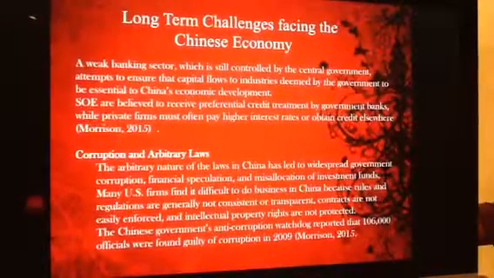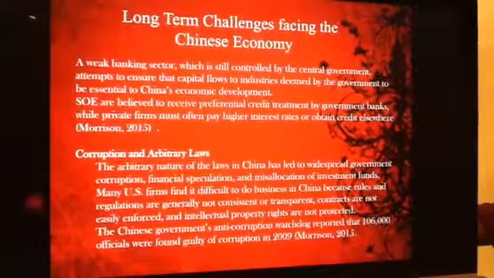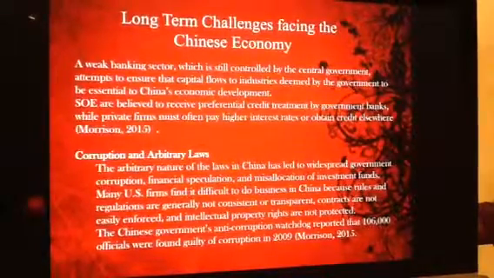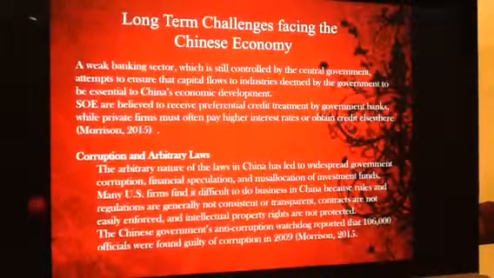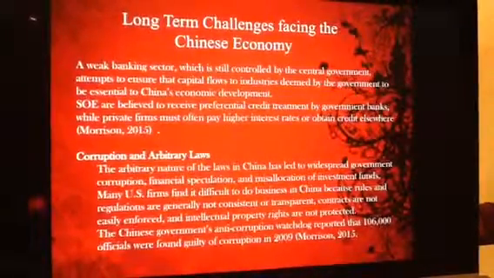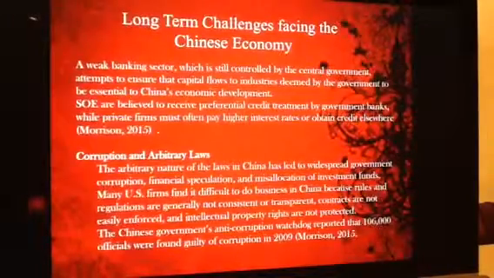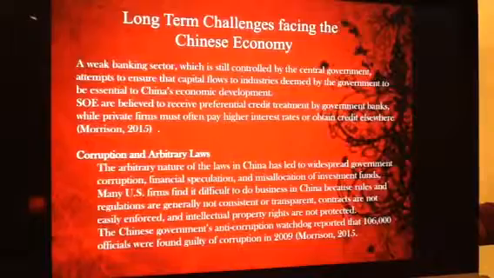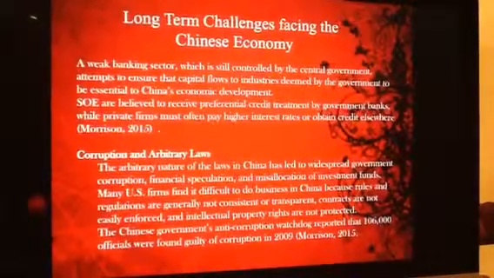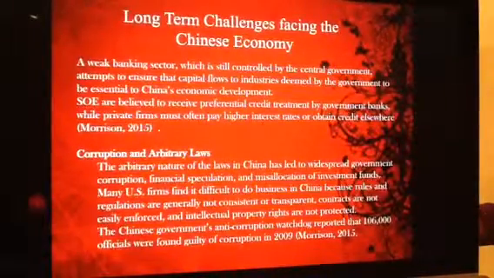Contracts are not easily enforced, and intellectual property rights are not protected. The Chinese government's anti-corruption watchdog reported that 106,000 officials were found guilty of corruption in 2009.